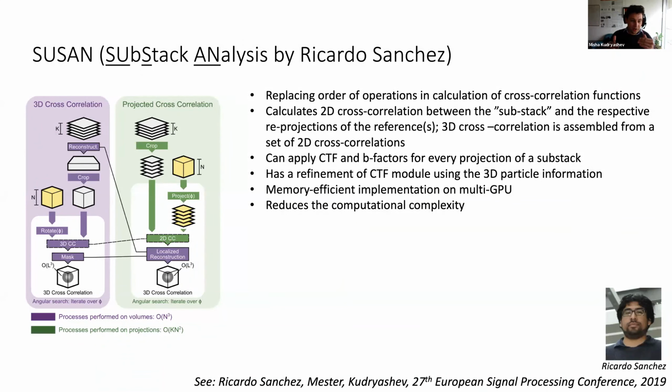So instead, Ricardo replaces the rotation of the reference with the projection of the reference in a given set of angles, and then he calculates 2D cross correlation between the projections of the reference and the particle, which is observed in different images of the data. So this essentially allows us to replace a 3D Fourier transform with a series of 2D cross correlations, and it has lower computational complexity.